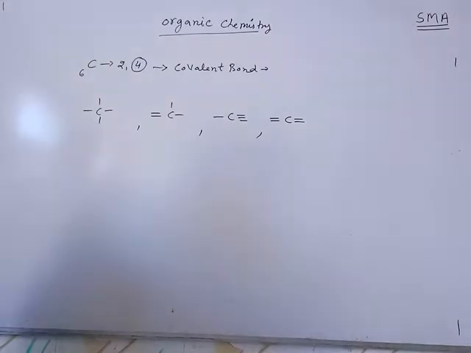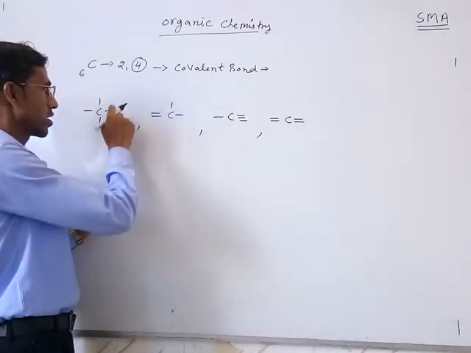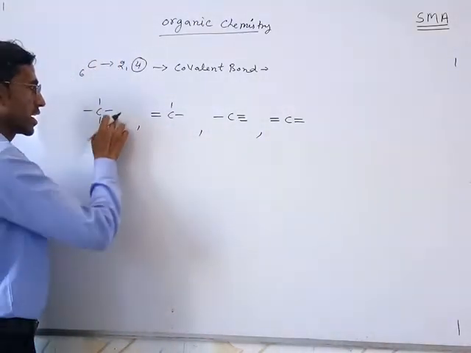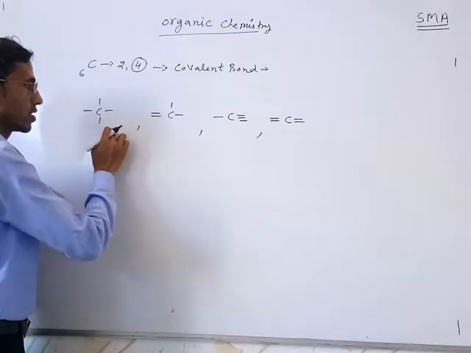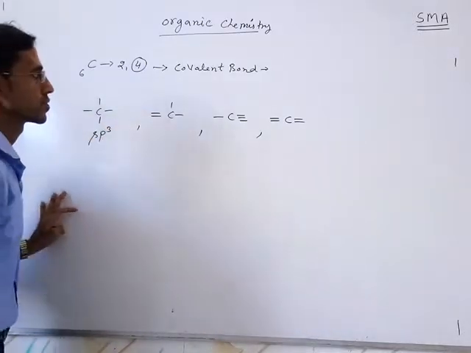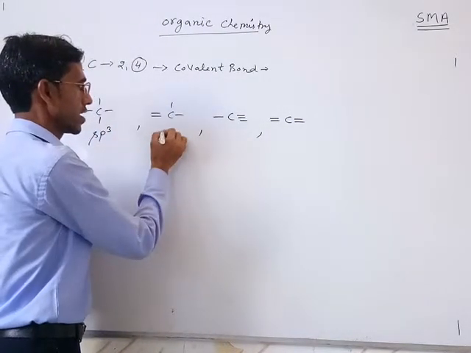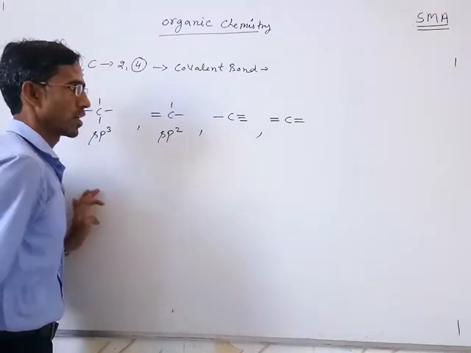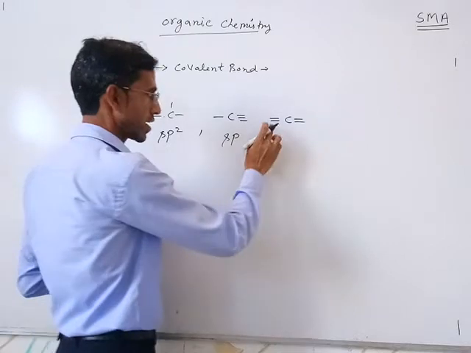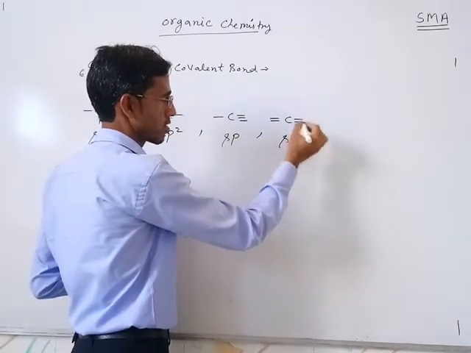If we want to find the hybridization of any carbon, we look at the surrounding bonds. If the carbon atom contains only single bonds, then it is sp3 hybrid. If it contains a double bond, then it is sp2 hybrid. If it contains a triple bond, then sp hybrid. And if it contains two double bonds, then it is also sp hybrid.